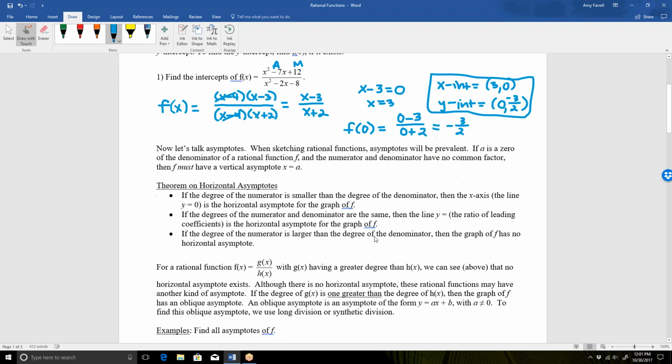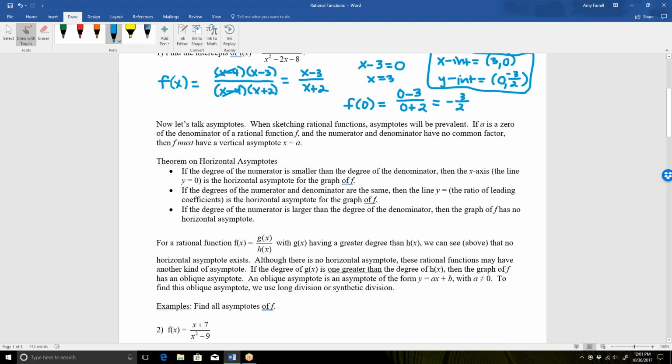Now we're going to discuss asymptotes. This is a fun one here. Lots of information here. I'll kind of explain as we go, as we see the examples. We have vertical asymptotes, where we look at the zeros of the denominator. That's going to give us our vertical asymptotes if they exist. We do have to make sure the numerator and denominator have no common factors.